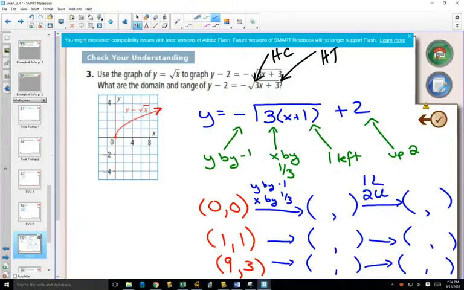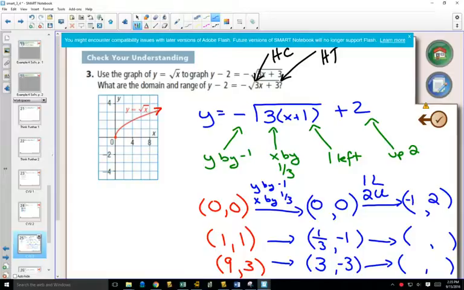Well, 0, 0 multiplying will stay 0, 0. 1, 1, when I multiply this will become the fraction 1/3. And 1 times negative 1 will become negative 1. And 9, 3, when I multiply by 1/3, this will become 3. And multiply by the negative 1, this will become negative 3. So we see in that last point we still have whole numbers, but in our second point we have some fractions. Moving 1 to the left and 2 up, this will become -1 comma 2.